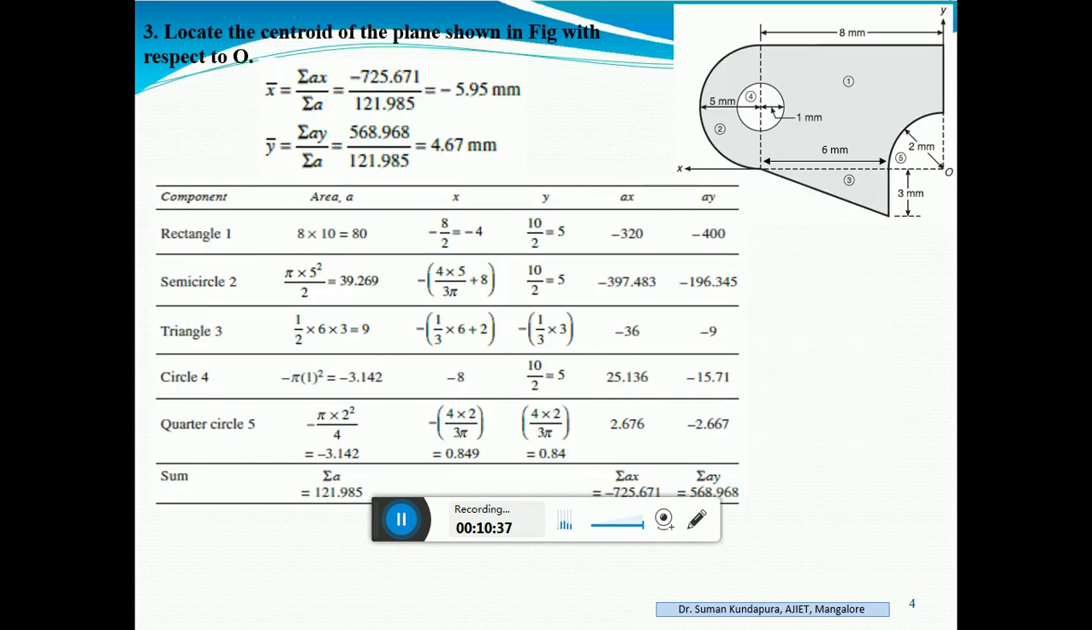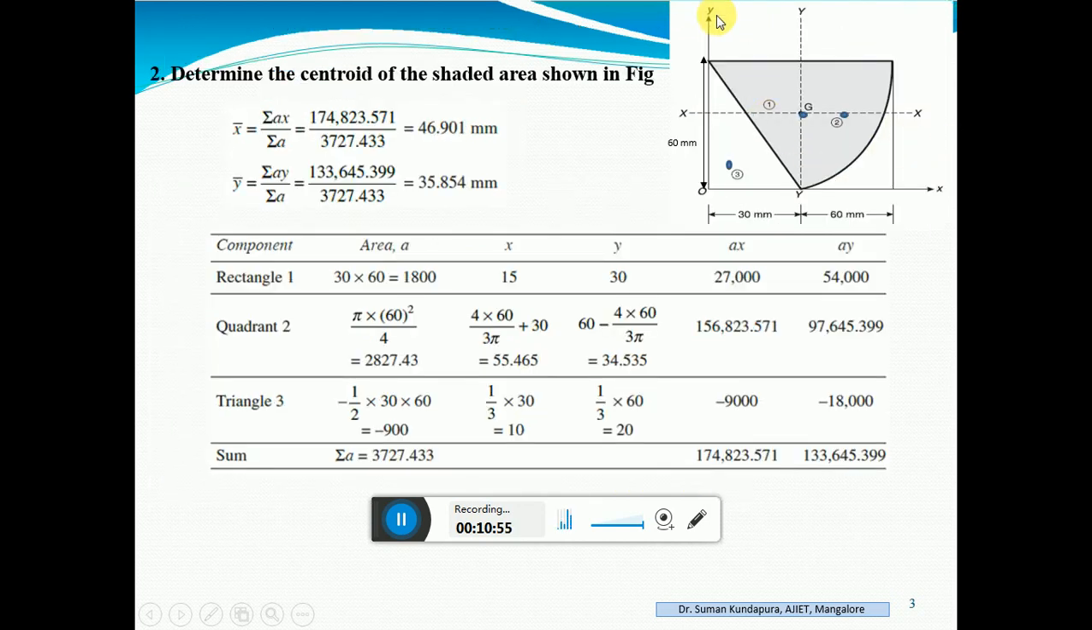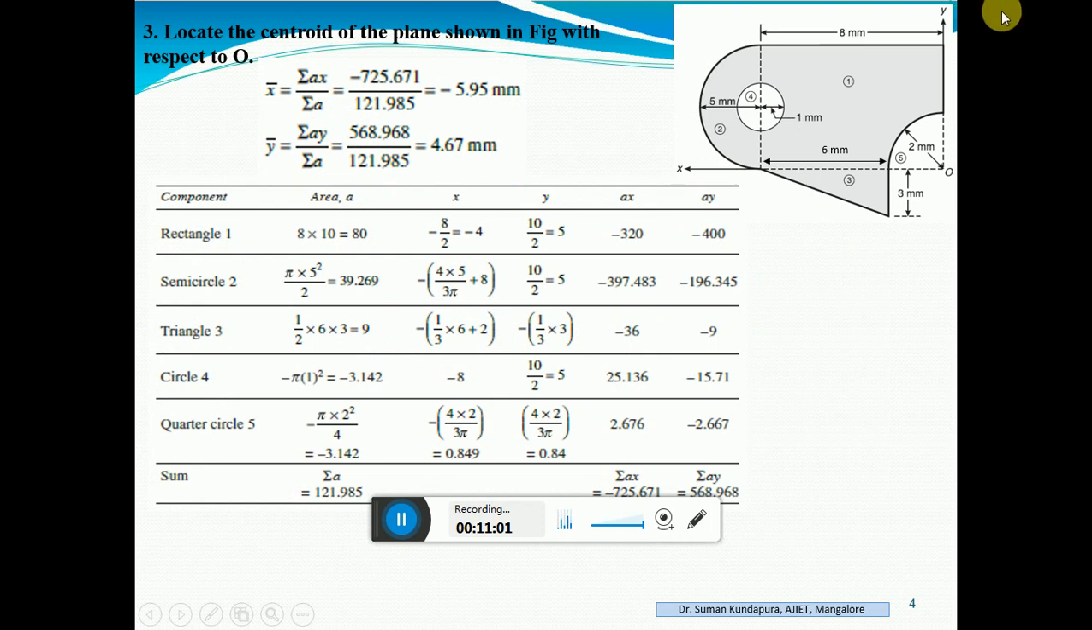Next problem we will move on to. The next problem is: locate the centroid of the plane shown in the figure with respect to O. They have given the point O. Usually you had the reference axes on this side. In the previous problem, and most of the problems we worked out, the x and y axes were in this direction, whereas in this problem they have given the y direction here and the x direction here.